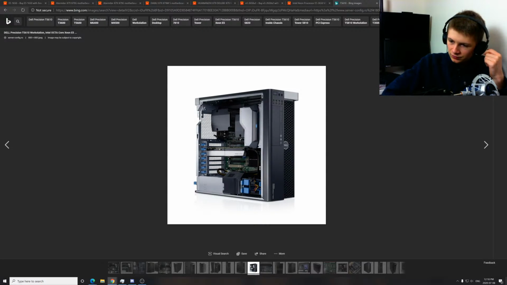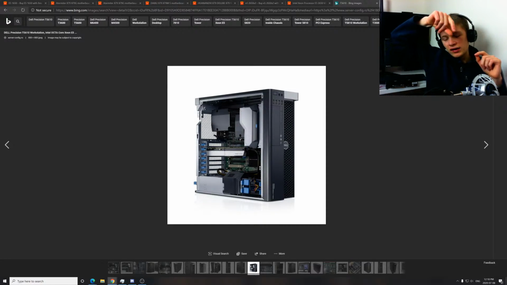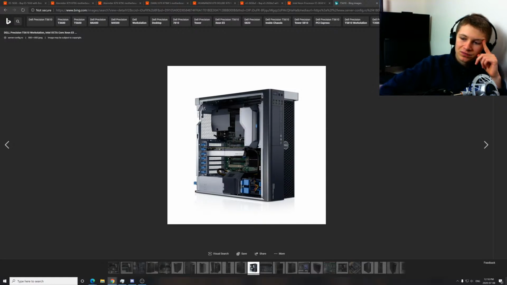One question. Can you just change the stock CPU heatsink for a Noctua? Aaron, on the T3600, you can't really change the heatsink well. Sorry. I've looked at it, but because the screws on the actual heatsink themselves are a weird kind of thread, I don't think you can really change them.